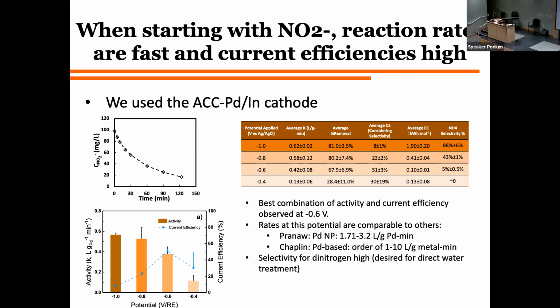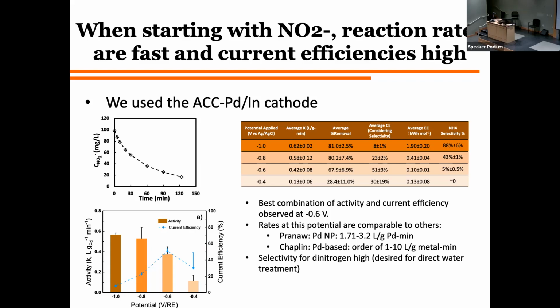Another really nice thing about the -0.6 volts is that when we went to really negative potentials, we got almost all ammonia. And that's because when you have more hydrogen in the system, it's easier to take the nitrogen intermediates and hydrogenate them to ammonia instead of getting that N-N pairing. But at that -0.6 potential, we only got 5% ammonia, so 95% N2. And so that was what we want.